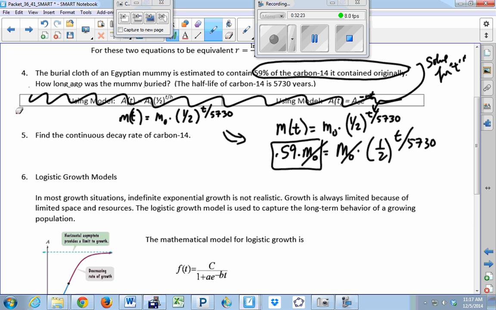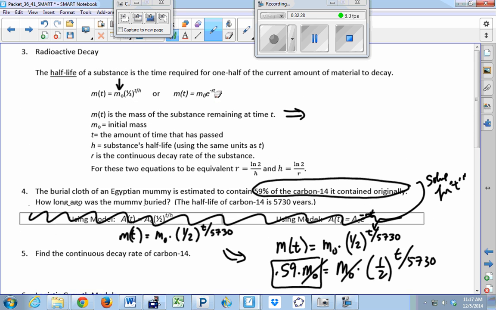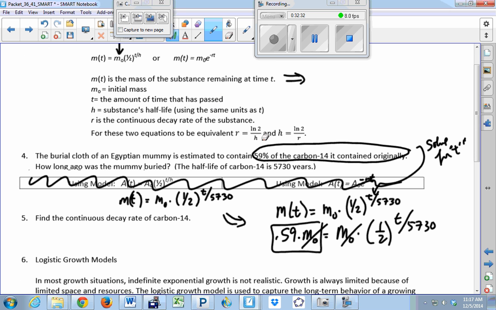Okay, now to find the continuous growth rate, if you were interested, you would have to find out R. And again, R is the natural log of 2 divided by H. So R is going to be the natural log of 2 divided by H, which is the natural log of 2 divided by 5730. So that's what you would use.